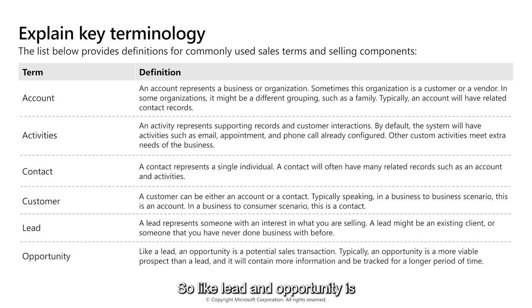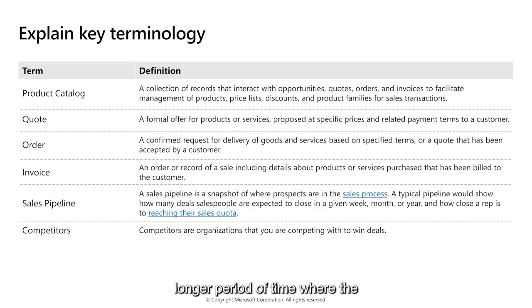Like a lead, an opportunity is a potential sales transaction. It's more viable than a lead. A lead says, I may be interested, I may not. An opportunity is, I'm interested in a product or a service. I'd like to find out more about it. And it's therefore tracked for a longer period of time. We have the product catalog, as we've talked about earlier on, which contains products and information around products, such as the type of product and the amount the product costs, and it can be associated with things like opportunities, quotes, orders, and invoices.